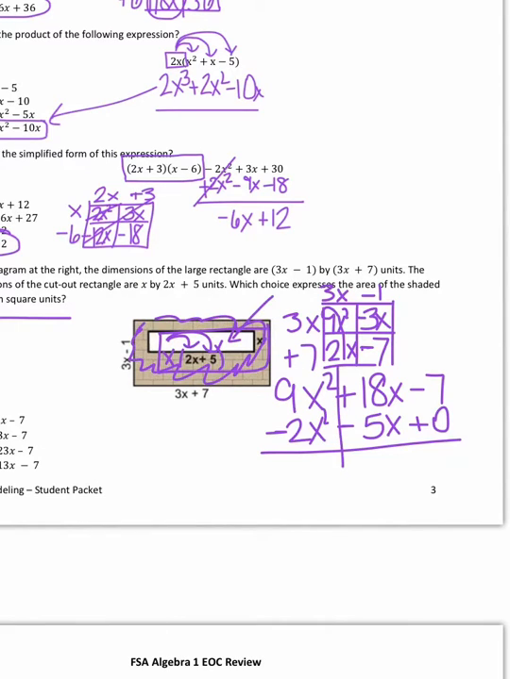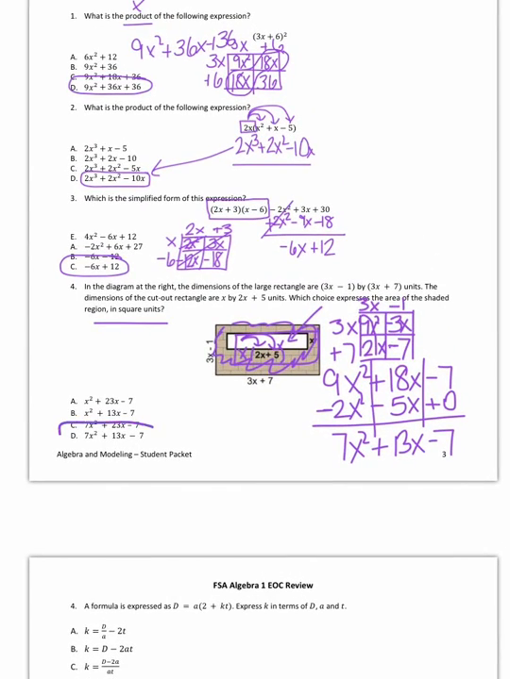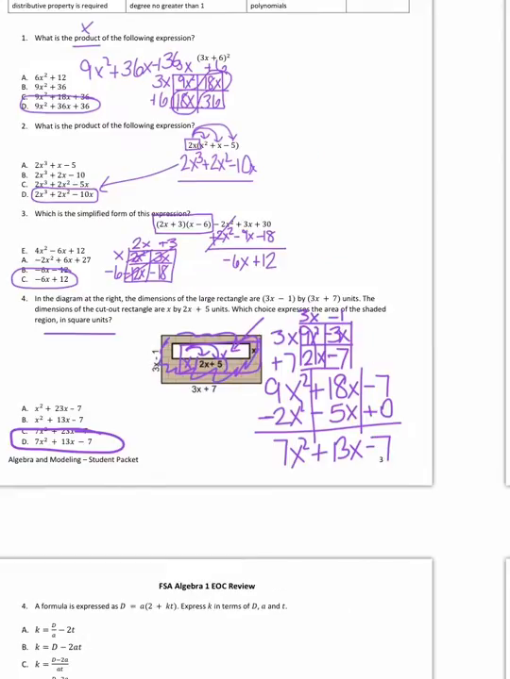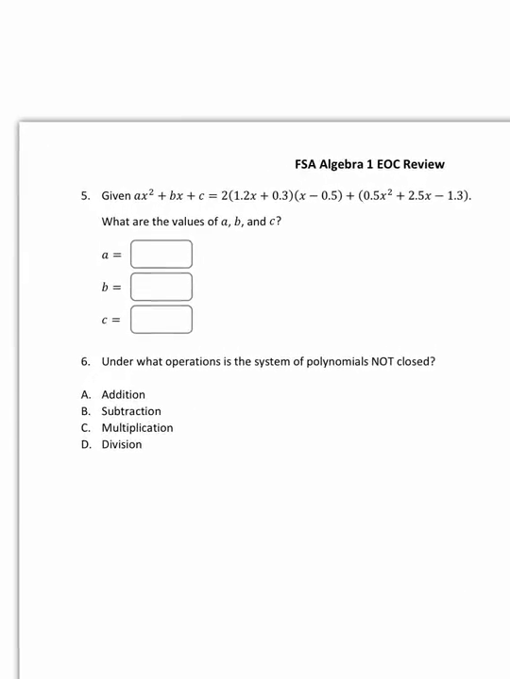So then let's look at this as 3 vertical problems. I have 9x squared minus 2x squared is 7x squared. 18x minus 5x is positive 13x. And -7 plus 0 is -7. So then we go and we look and we find D as our answer. We're almost done with this standard. Number 5.